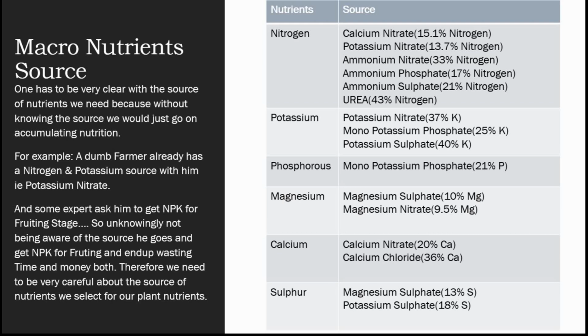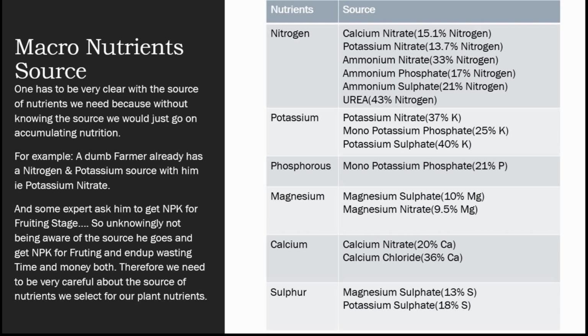So, unknowingly, not being aware of the source that he already has, he goes and gets NPK for fruiting and ends up wasting time and money both. Therefore, we need to be very careful about the source of nutrients we select for our plant nutrients. Here on the screen we have nutrients and their sources that are used for hydroponic systems.